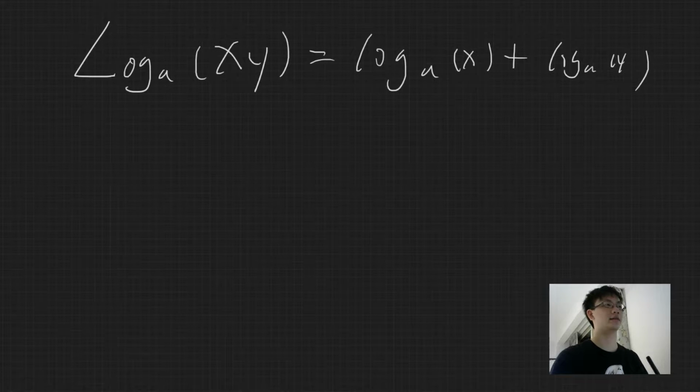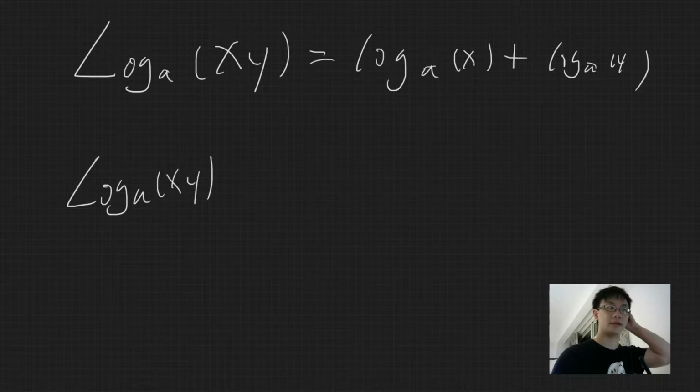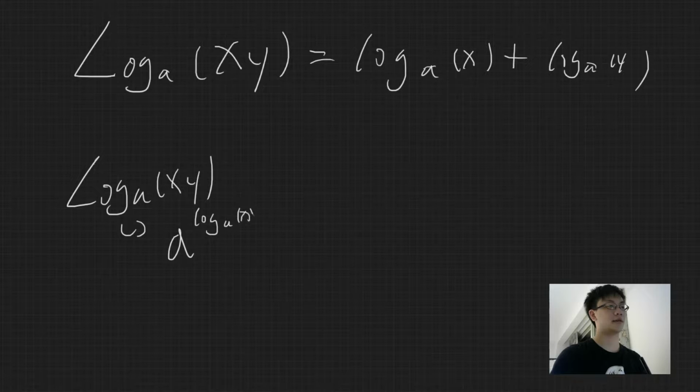So a doesn't mean anything in particular, it just means it could be any number. Log also works with this. So let's look at the last part first. We have log a xy. What does that mean? That means a to the power of log a xy should equal xy, by the definition we looked at above.